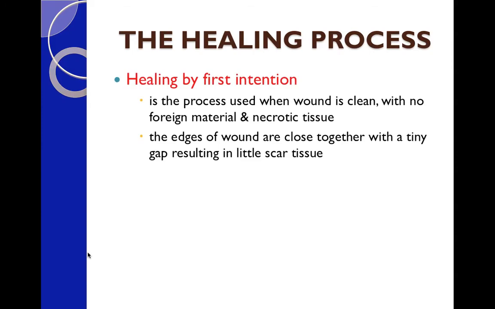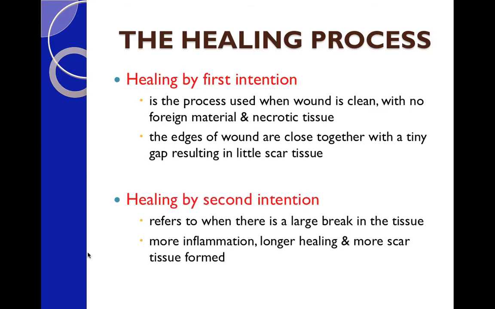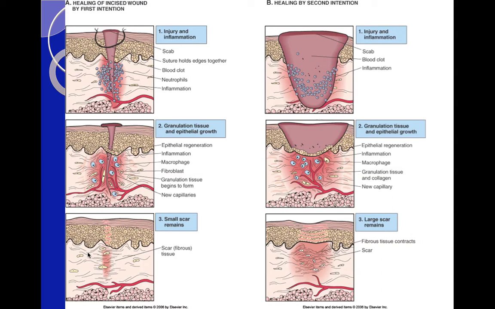We talked about the difference between healing by first and second intention, the main difference being that in first intention, the wound is clean and the edges are fairly close together, and you end up with a much smaller scar. The second intention is when there's a much larger break, the inflammatory response is maybe a bit more prolonged, and you end up with more scar tissue and a larger scar forming in the end. This diagram goes through the two types of healing, first and second intention. Again, if you want to take the time and look at them in a bit more detail, you can do that.